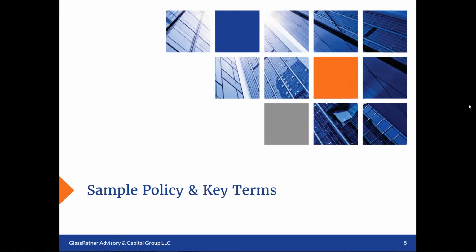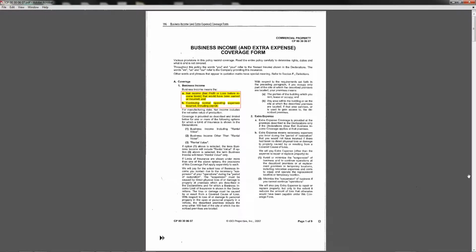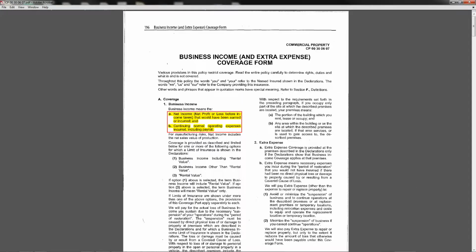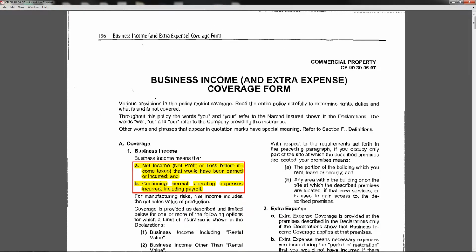What we're going to look at now is a real quick example of a business interruption policy and look at some of the key terms that are important to know if you're going to measure a business interruption loss. Here we have a typical business interruption policy, which is the CP0030, and this is the business income and extra expense coverage form. We run into this quite commonly.